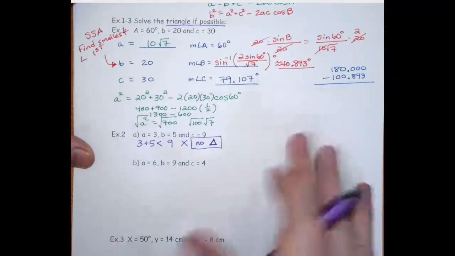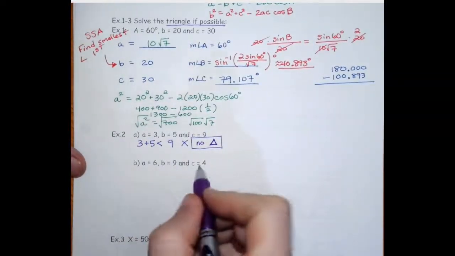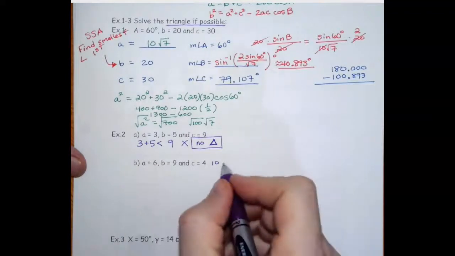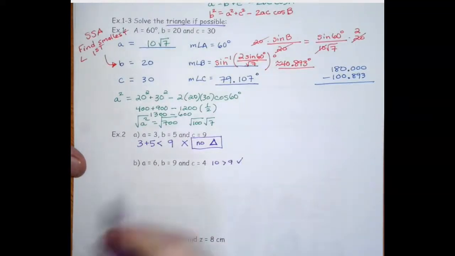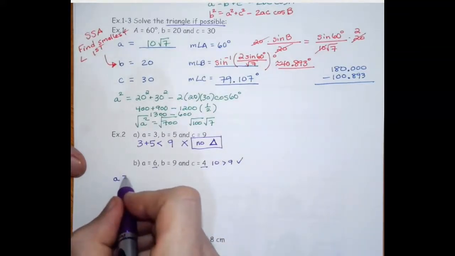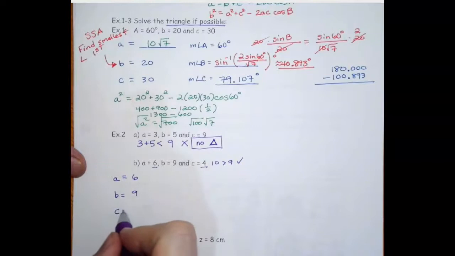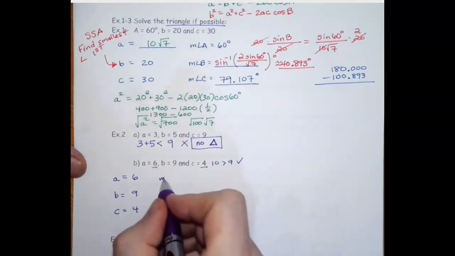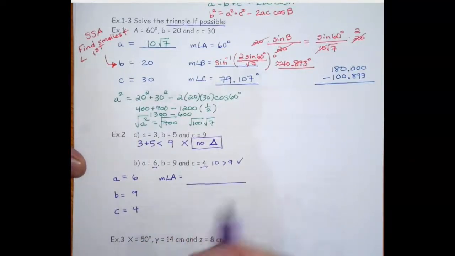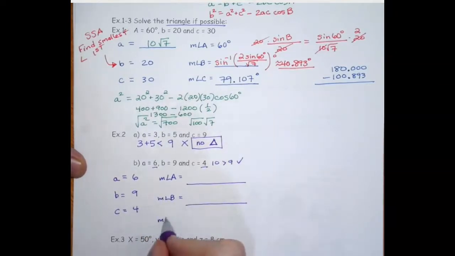Now, for this one, if we take two smaller sides, 4 plus 6 is 10, and 10 is greater than 9. So the two smaller sides added together are more than the biggest side, so that does make a triangle. Okay, so we can just put the sides on here. A is 6, B is 9, C is 4. So that's going to be the measure of angle A, and the measure of angle B, and the measure of angle C.